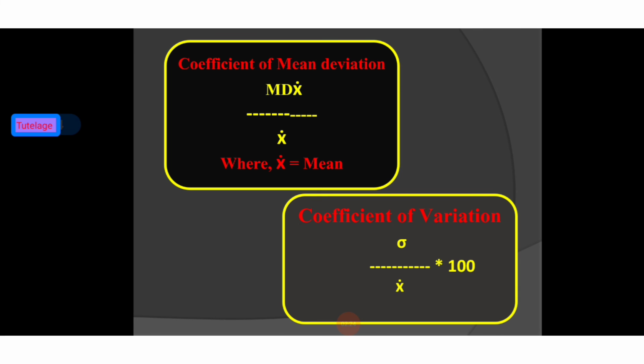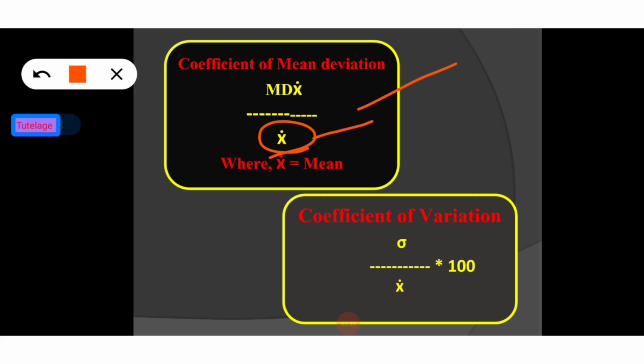So here we can see the coefficient of mean deviation. The coefficient of mean deviation is calculated by dividing the mean deviation of the series by its corresponding average. Average means x bar. If the deviations are taken from the arithmetic mean, the mean deviation is divided by the arithmetic mean. So the coefficient of mean deviation from the arithmetic mean is the mean deviation about the arithmetic mean divided by the average, or the arithmetic mean. I think this is clear. So now move on to the next formula.